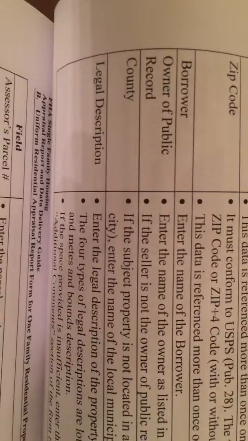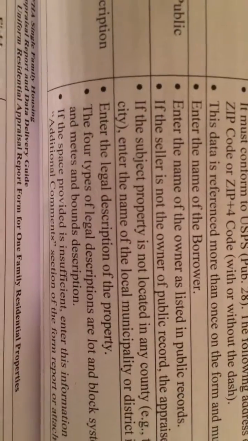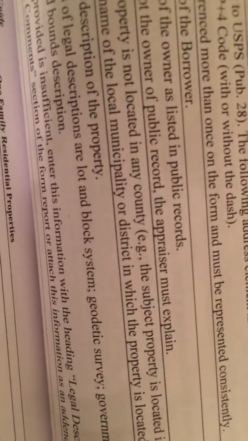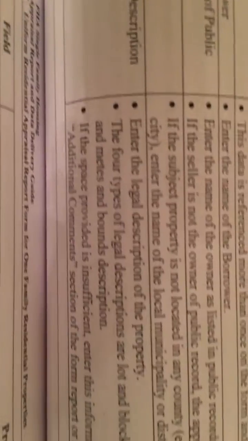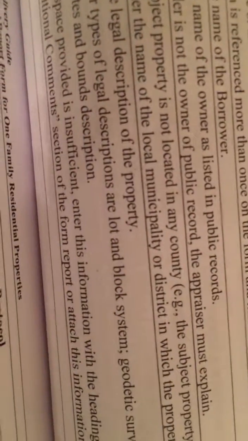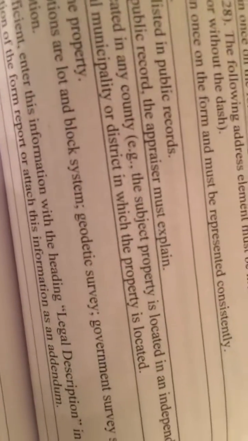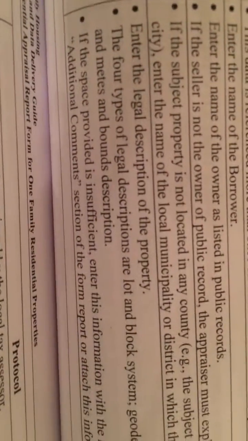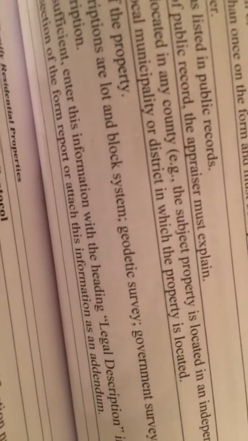Borrower. Enter the name of the borrower. Owner of public record. Enter the name of the owner as listed in public records. If the seller is not the owner of public record, the appraiser must explain. County. If the subject property is not located in any county, for instance, the subject property is located in an independent city, enter the name of the local municipality or district in which the property is located.